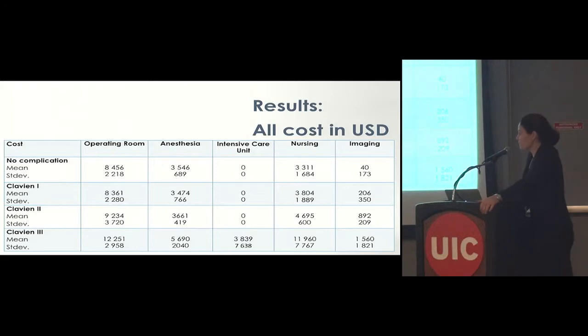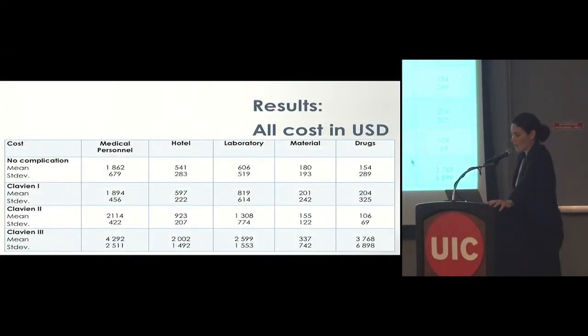Now, these are some of the itemized posts. Quite interesting to see that our anesthesia and ICU costs are similar for no complications, Clavien 1 and 2, but they show a steep increase for the Clavien 3 complications. And then for nursing and imaging, you have a more gradual increase of the costs.